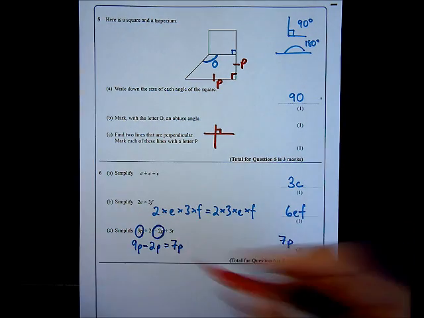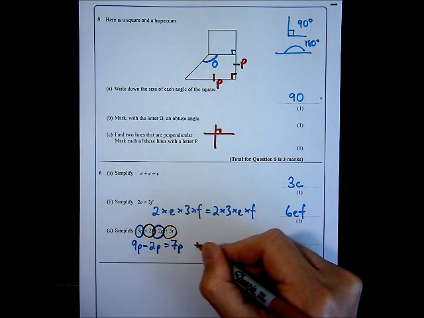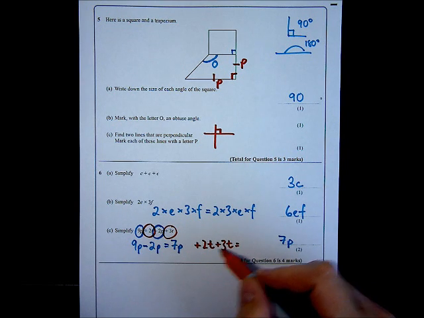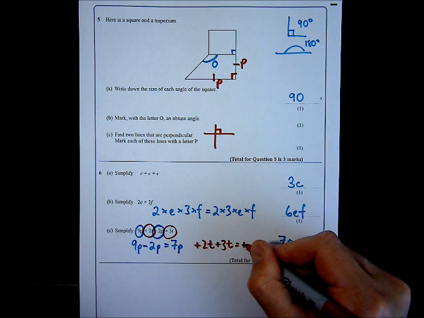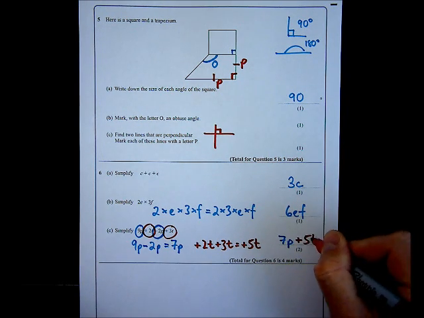But I've also got add 2t, add 3t. Noticing that I include the signs in front of each term. So adding 2t and adding 3t would be the same as adding 5t. So I've got 7p add 5t.